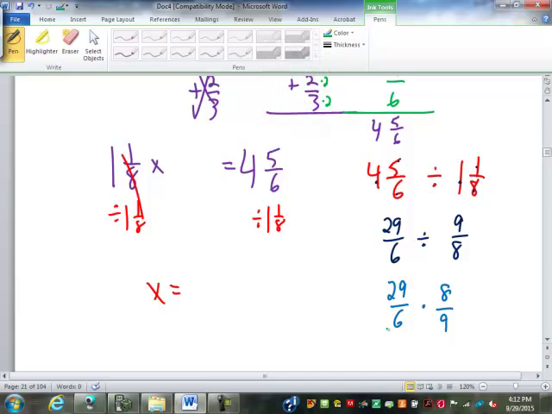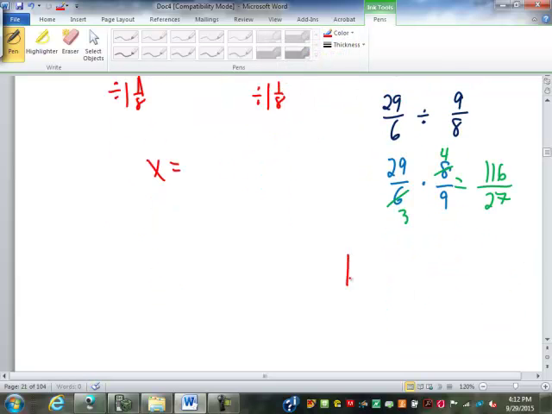We will cross cancel the 6 and 8, which can both be divided by 2 to give us 3 and 4. So 29 times 4 is 116, and 3 times 9 is 27. 116 divided by 27 goes in there 4 times, which is 108, with 8 left over. So x is 4 8/27.